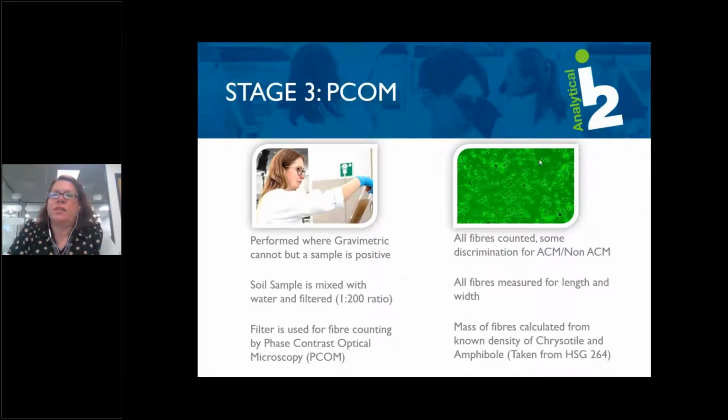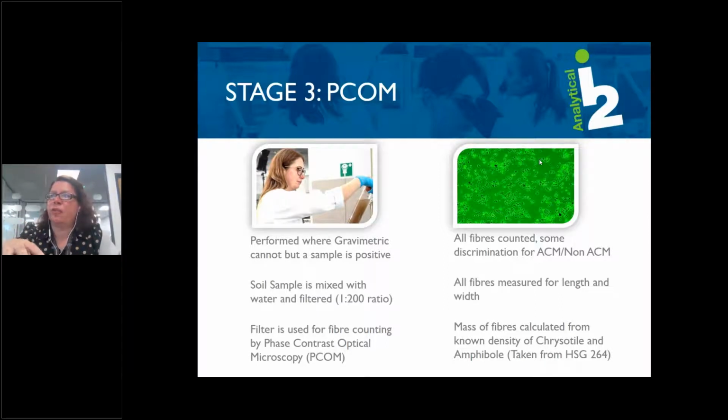Stage 3 can be done as a combination on top of stage 2, or it could be done where we can't hand pick and weigh, but the sample is positive for asbestos. The soil sample is mixed with water and it is filtered. And on the filter, that's where the asbestos fibres sit as we go through and filter it. And then we look at that filter underneath a special type of microscope called a PCOM, phase contrast optical microscope. That gives us a slightly different picture.